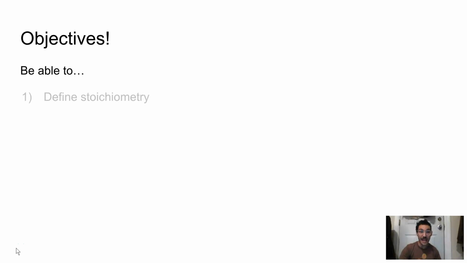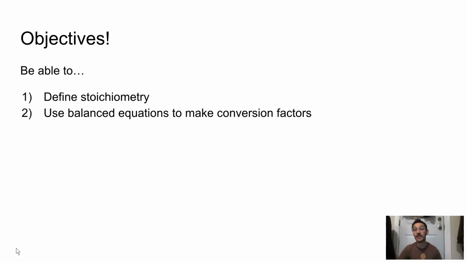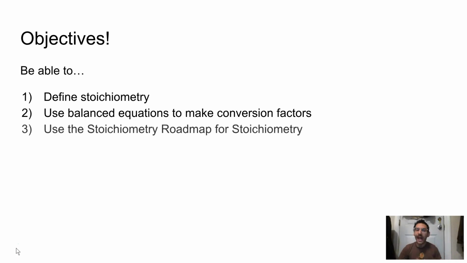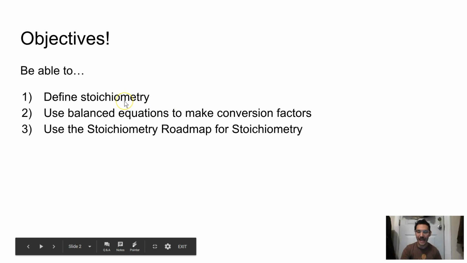I would like you to be able to define stoichiometry, which is a weird word. I would like you to be able to use balanced equations, which we know how to balance now. I would like you to be able to use those to make conversion factors, and to use the stoichiometry roadmap for this weird thing called stoichiometry. Let's get going. Let's talk about it.